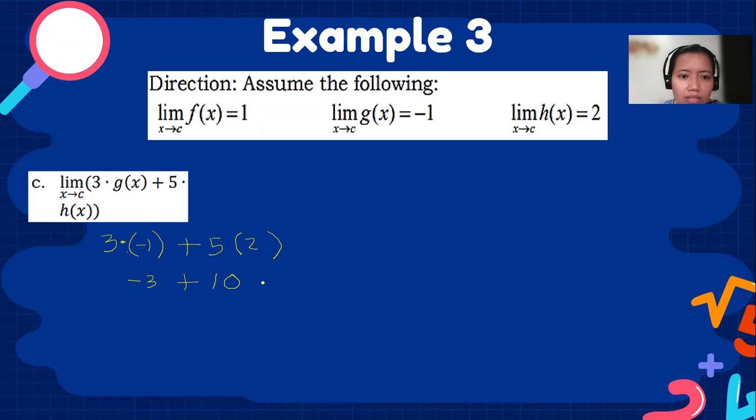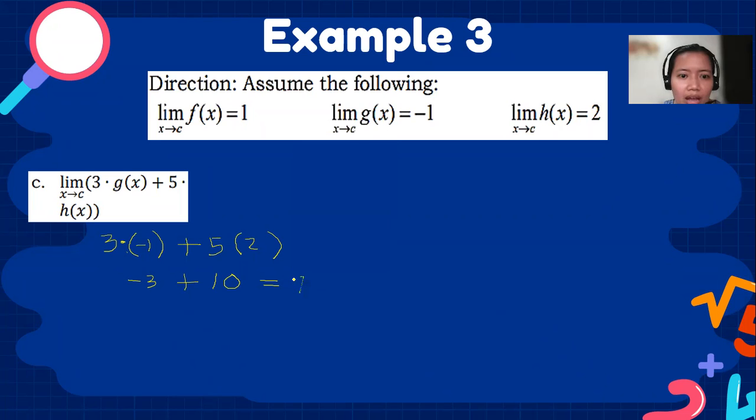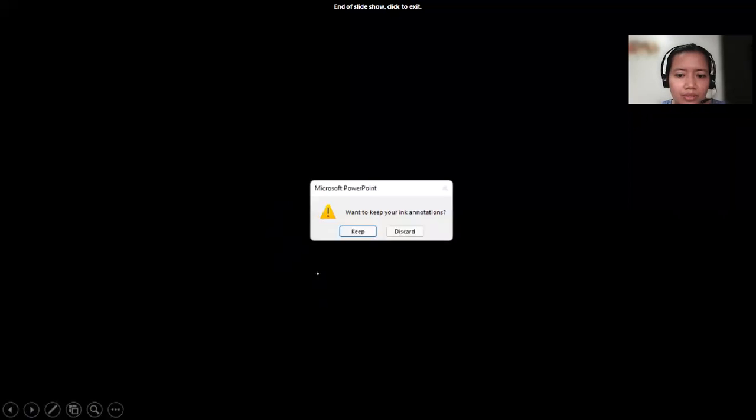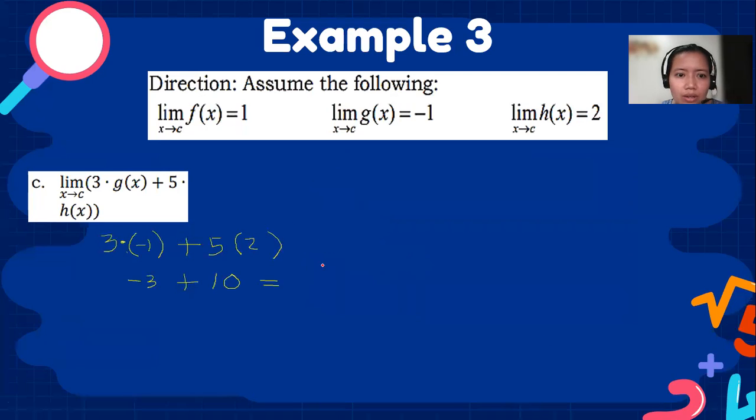So if we are going to add, what's the result? Any hand? Yes, Carl Maro. 7, ma'am. Very good. It's 7. Okay, so the answer is 7. So based on the given limit of a certain function, the result, or the limit, is 7.